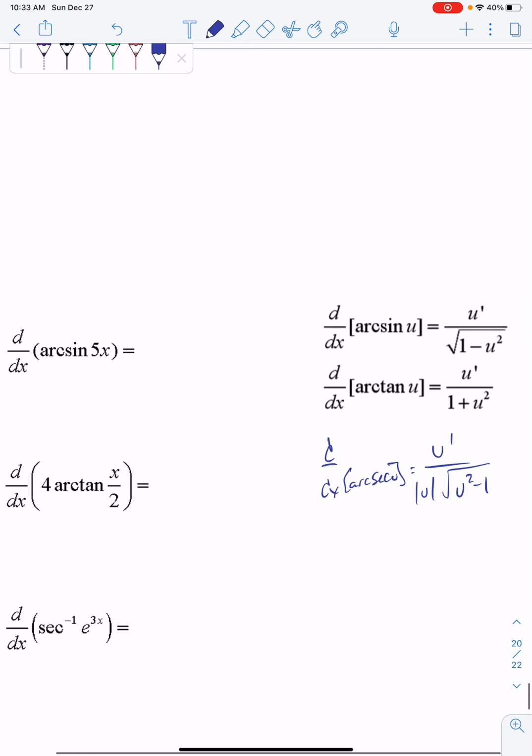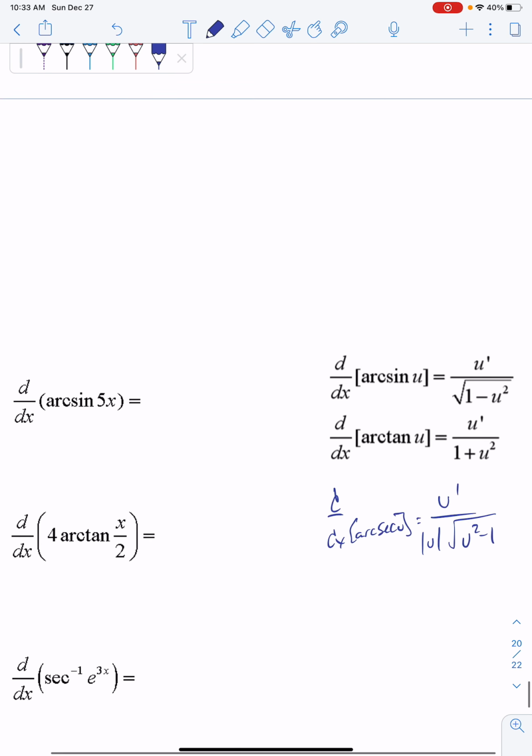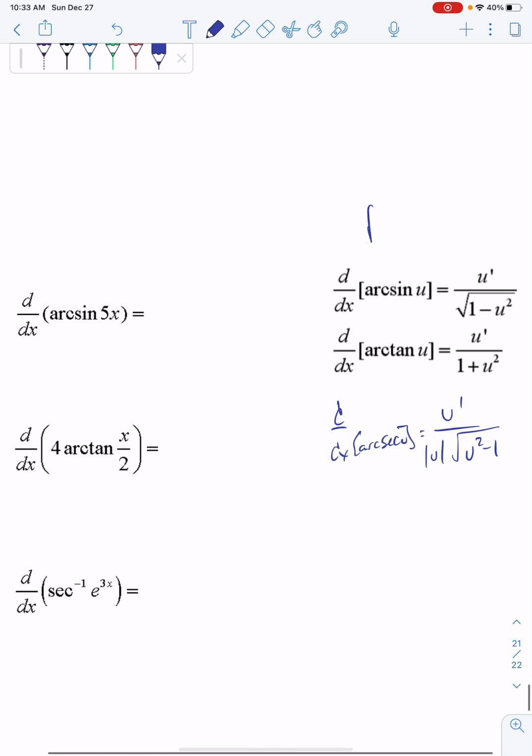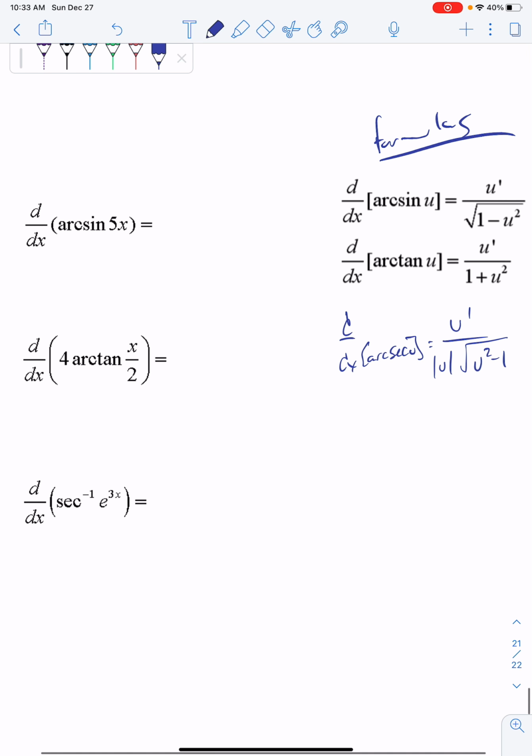Now I just took these same formulas up here and copied them over here on the right. So these on the right, don't get confused by those. Those are just the formulas we're going to use. So the derivative of arc sine 5x. Well, my formula tells me that my derivative is u prime over root 1 minus u squared, okay? And u is just whatever follows my sine. So in this case, my u is 5x, so that means my u prime is just 5.